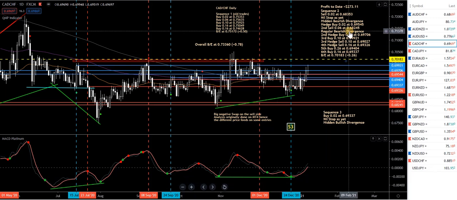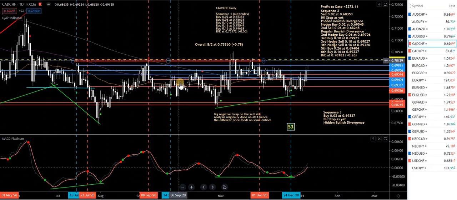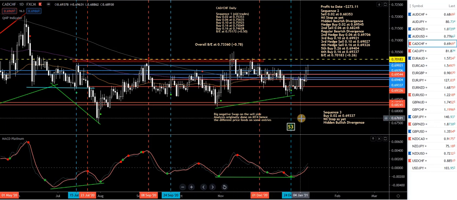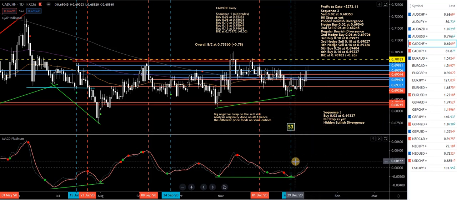So sequence 2 is this one here. I'm not making much profit at all. I'm trying to get out of this sequence. This sequence seems to be going on forever. I keep on getting closer to break-evens, but just never. And sequence 3 is a new buy. It's highlighted.